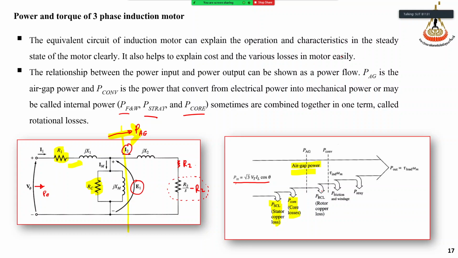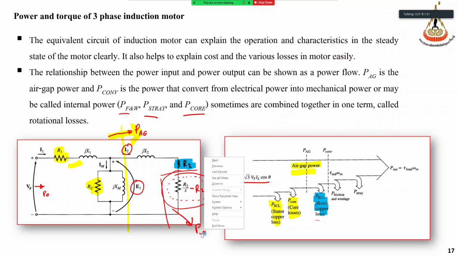And then if we subtract the rotor loss, where is the rotor loss? The rotor loss is here, R2 rotor loss here. Here we call P conversion, the power that is converted into mechanical power. And then this is the power to drive the shaft, which is the torque induced times omega.